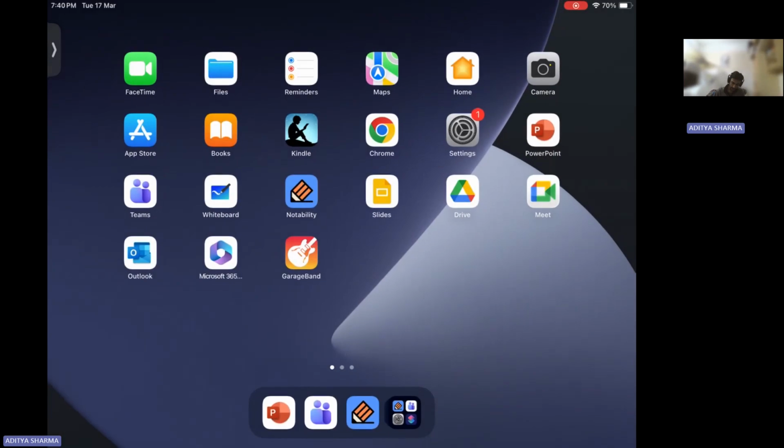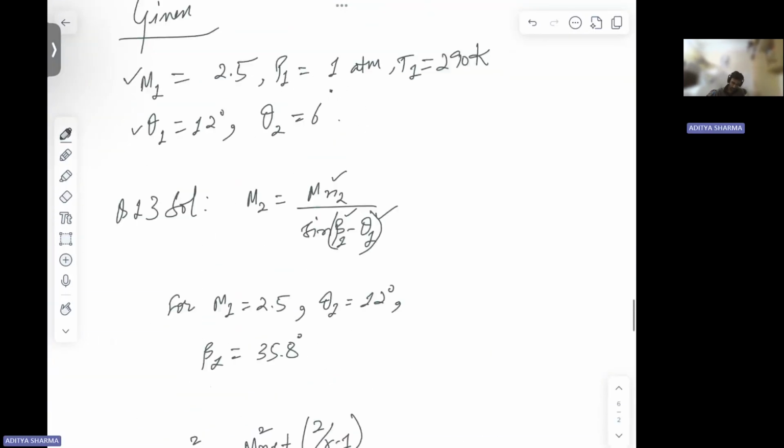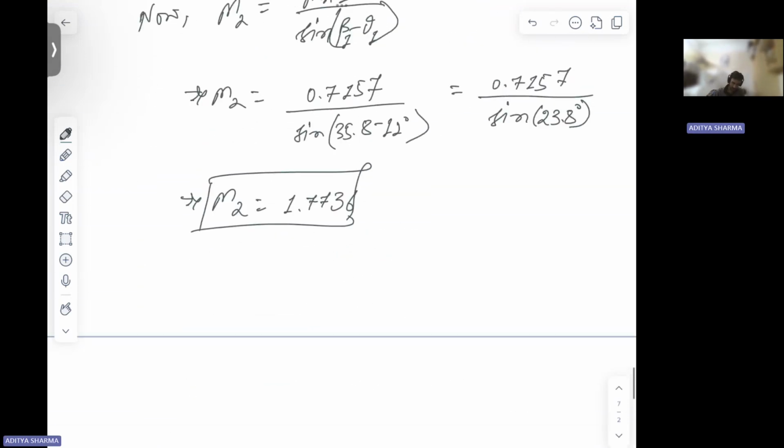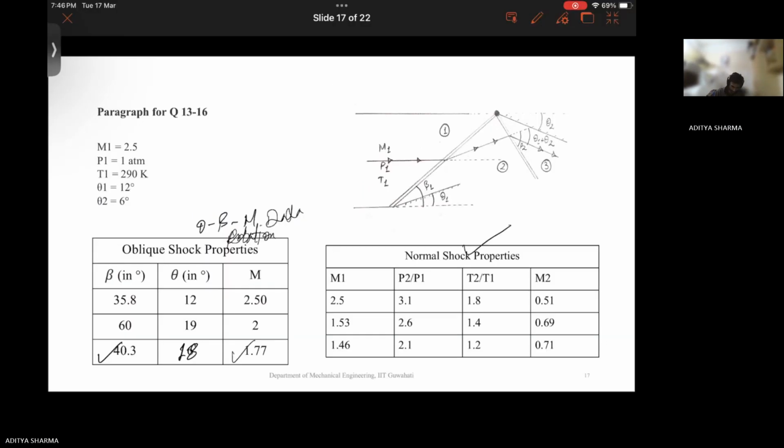Now we want to calculate Mach at region 3. For region 3, Mach is 1.77. So for Mach 1.77, it should have been 1.77 here. So there is a mistake here. So this was right, but this was 18 degrees.